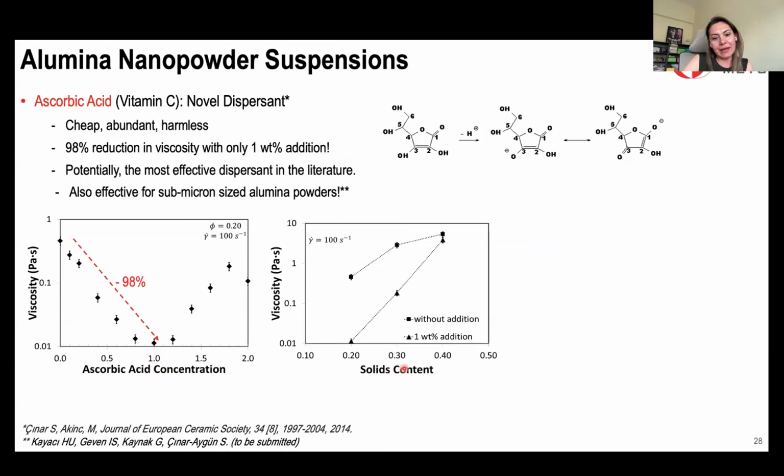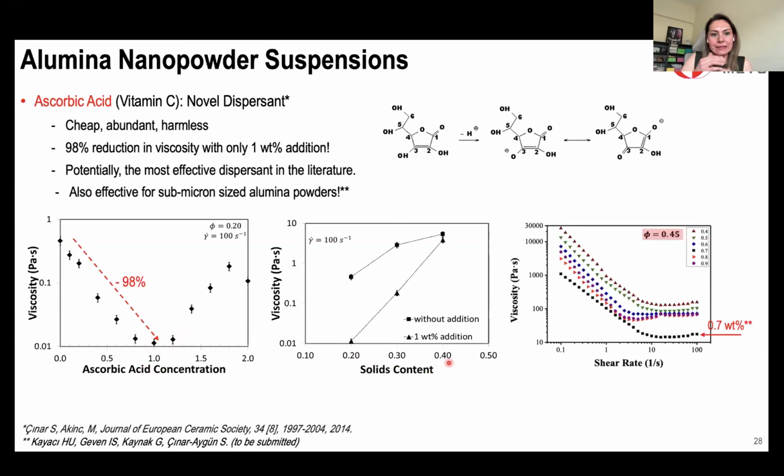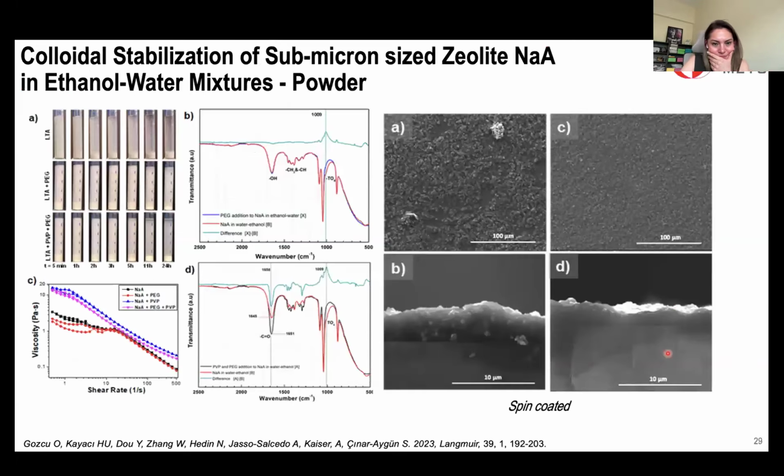And then what we also realized is that that additive works with relatively higher solid loadings as well. Recently, we used the same additive for submicron size particles, and with solid loadings of 45 volume percent, once we used only 0.7 weight percent ascorbic acid, we could reduce the viscosity by more than 90%. So it is still effective.